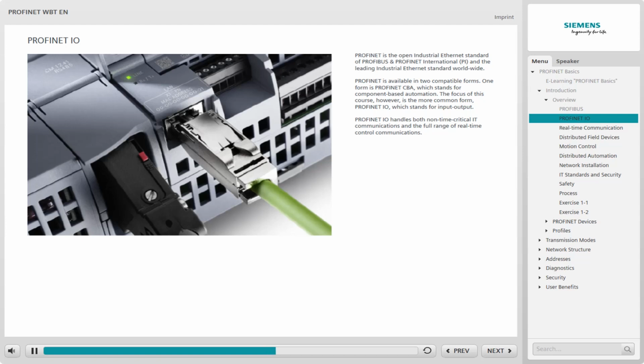The strength of the PROFINET IO design is that it handles non-time critical IT communications well, while also simultaneously accommodating the full range of real-time control communications. But this is only part of the story. Let's take an introductory look at PROFINET IO, which in most instances we shall simply refer to as PROFINET.